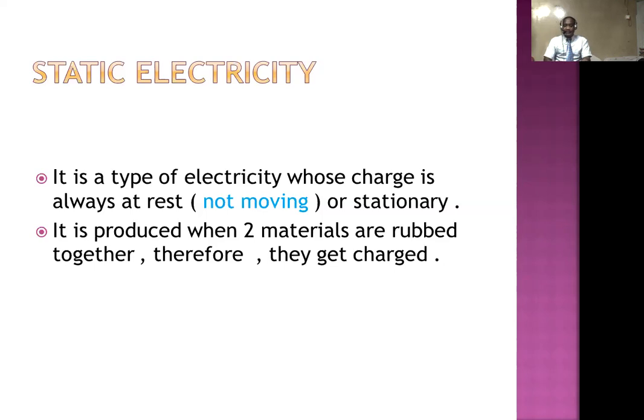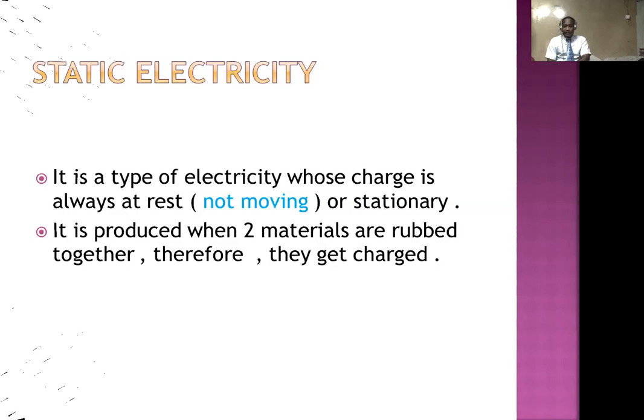The charges of static electricity behave the same way a magnet does. Pupils, two materials charged by the same material repel when brought together, but two materials charged by different materials attract each other. Therefore, two uncharged materials have no effect on each other when brought together because they don't have charges.